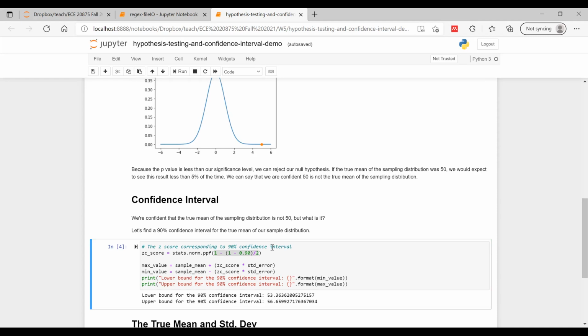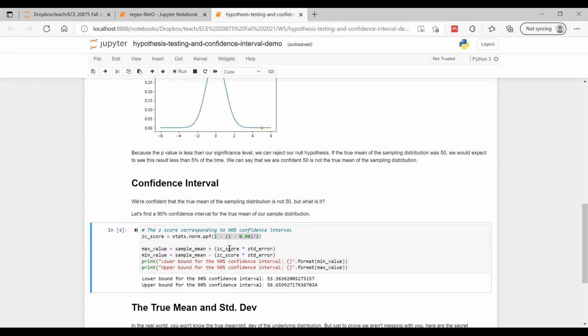Okay, so after we get the z-score, you just plug it into the formula. You use your sample mean plus and minus the z-score multiplied by your standard error, right? This is a recall. During the lecture, we have this. I told you we have studied so much, but actually what you care about is the final equation. You just plug in, and you get your boundary, max and min. So then we can happily announce the 90% confidence interval will be between 53 and 56.